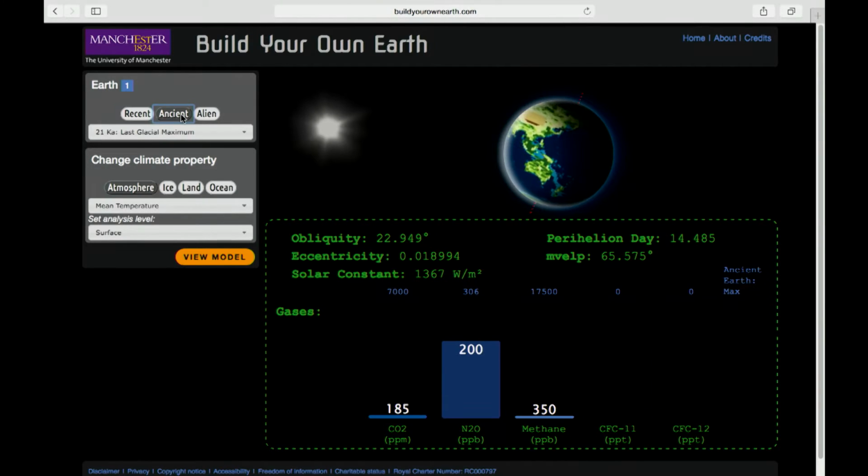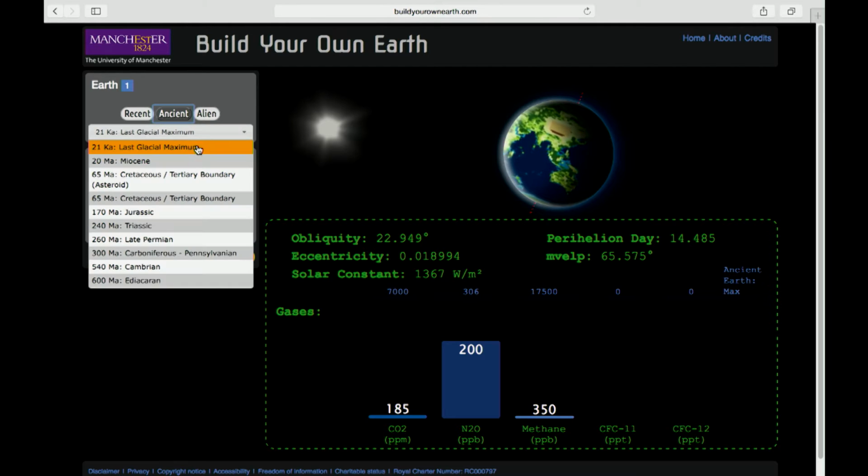For Build Your Own Earth, we have run 10 different paleoclimatic simulations: the last glacial maximum, the Miocene, the Cretaceous-Tertiary boundary at 65 million years ago, both pre and post an asteroid strike, the Jurassic at 170 million years ago, the Triassic at 240 million years ago, the late Permian at 260 million years ago, the Carboniferous at 300 million years ago, the late Cambrian at 540 million years ago, and the Ediacaran at 600 million years ago.